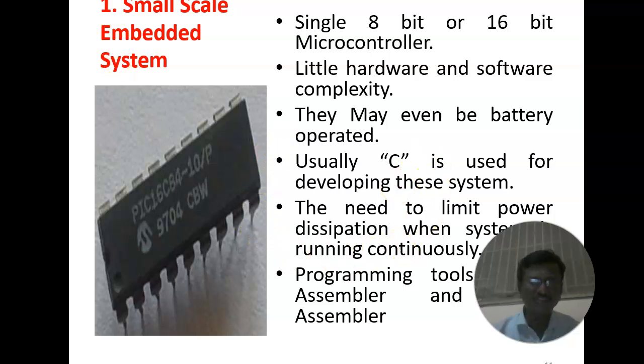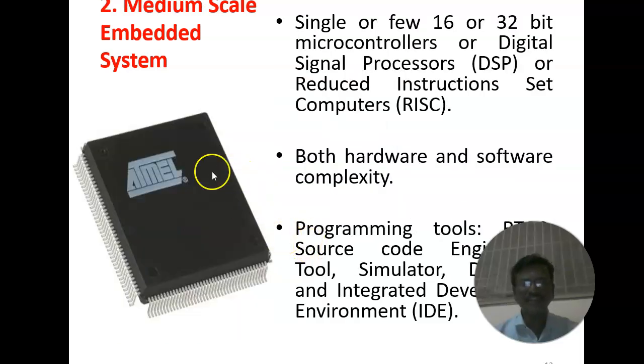Another thing you should consider while using a small scale embedded system is the need to limit power dissipation when the system is running continuously, because it is battery operated. So power dissipation should be considered while designing a small scale embedded system. The programming tools used are an editor, assembler or cross assembler. And the next one is the medium scale embedded system.